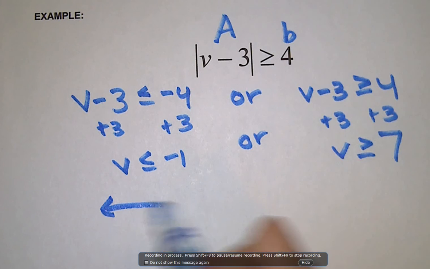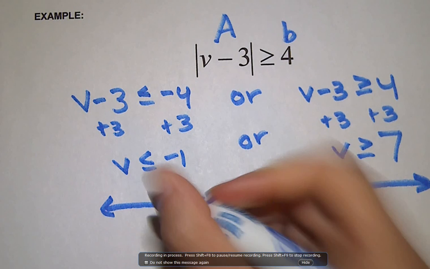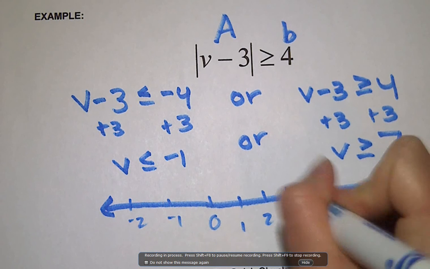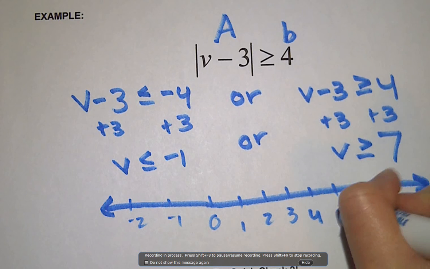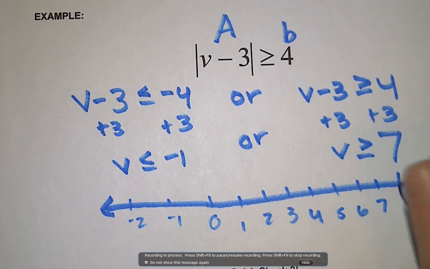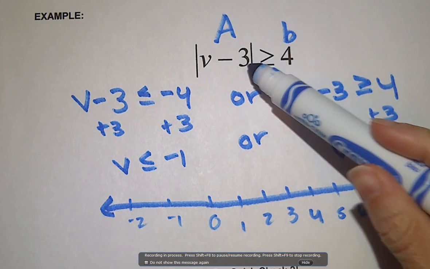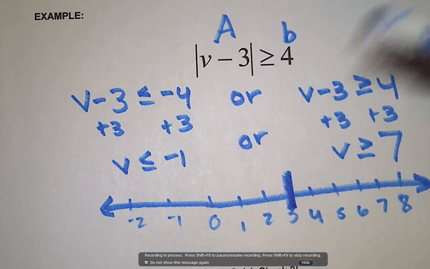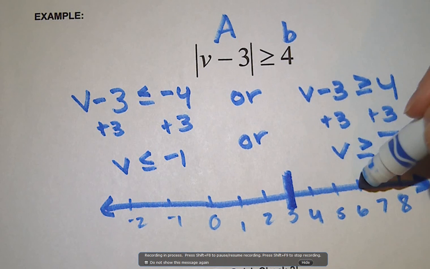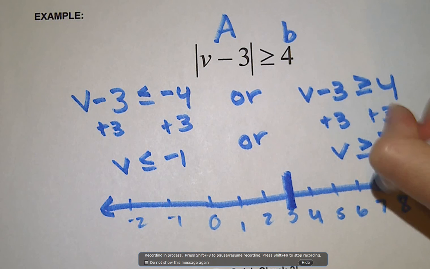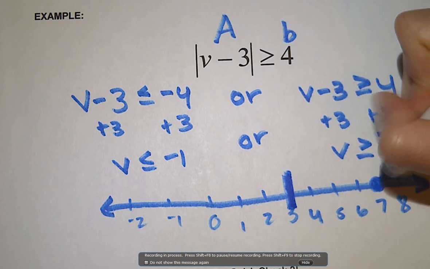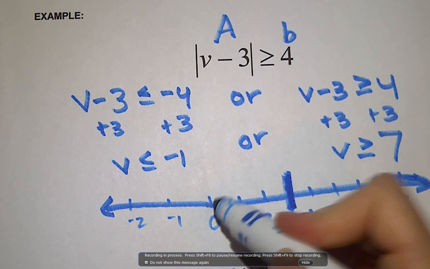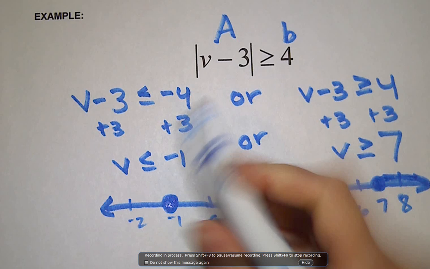So then I'll test it. 0, 1, 2, 3, I have to get up here, 4, 5, 6, 7, 8. Okay, so I put a tick mark at positive 3, and then my distance from it has to be greater than or equal to 4. So I count over 4: 1, 2, 3, 4. Then I'll put a closed circle at 7, and it's greater than, so I shade this way, so I know that I did that right. Yep, b is greater than or equal to 7. I'll count 4 this way, 1, 2, 3, 4. Closed circle at negative 1, and b is less than or equal to negative 1, so I shade this way.